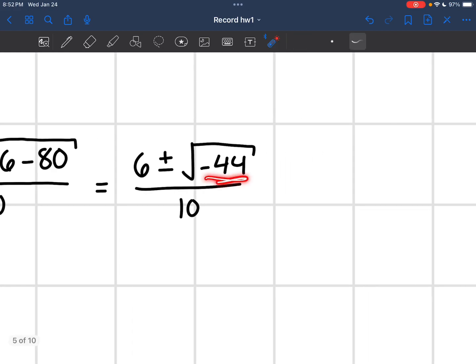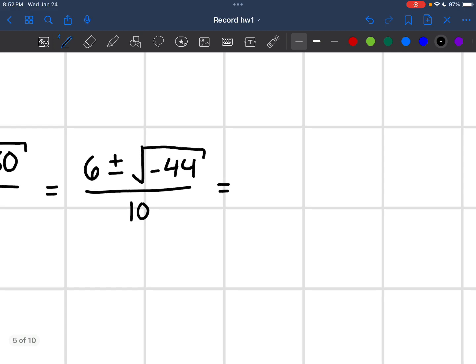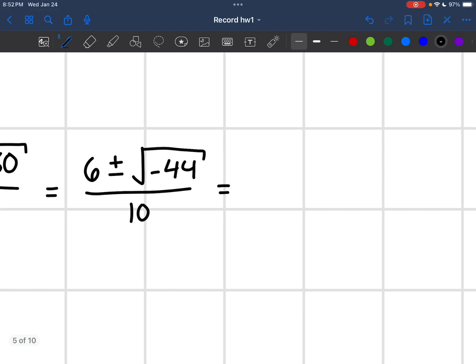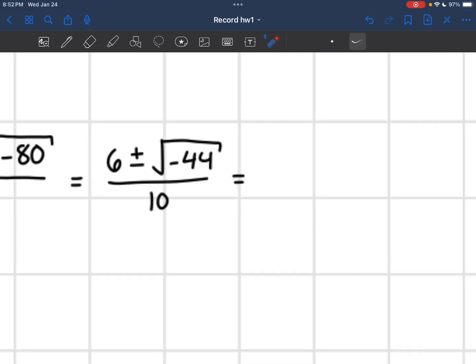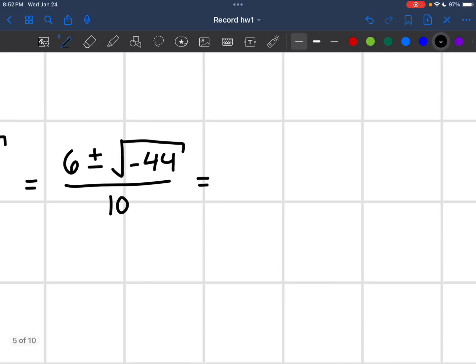And there's my negative number. I can't take the square root of a negative, but I can simplify it a little bit. All right, this is getting more into algebra. Now that we've noticed it's imaginary, I know my curves don't intersect. We've confirmed that with the graph as well. But this is just a little bit of algebra for you.